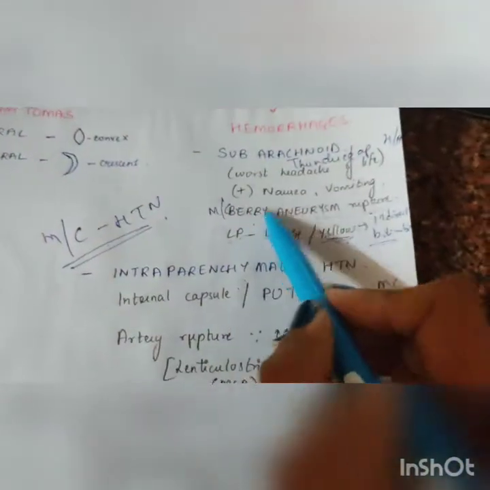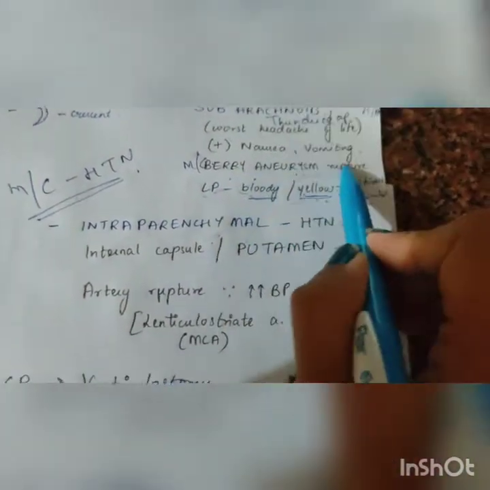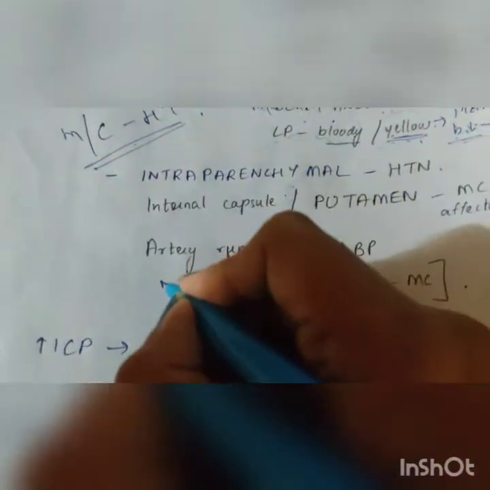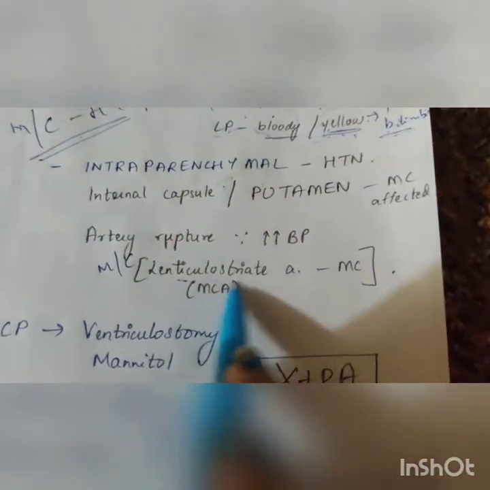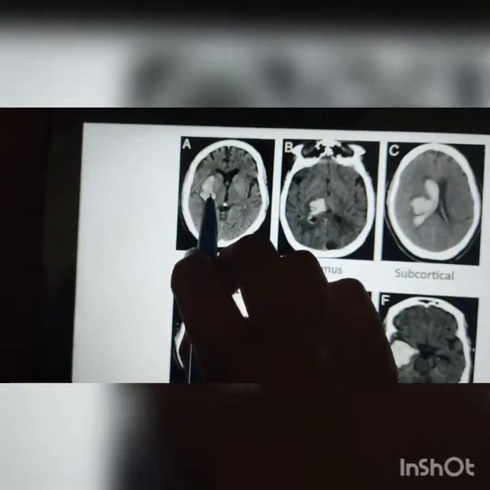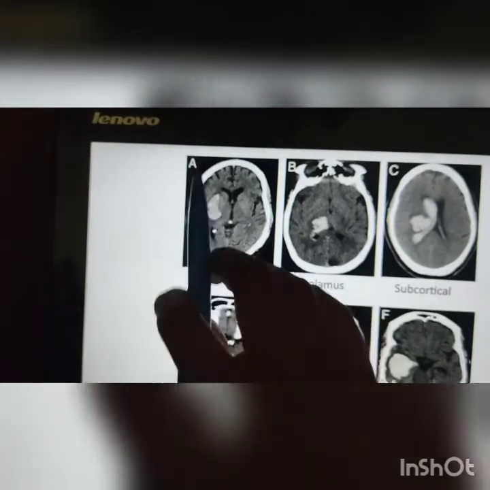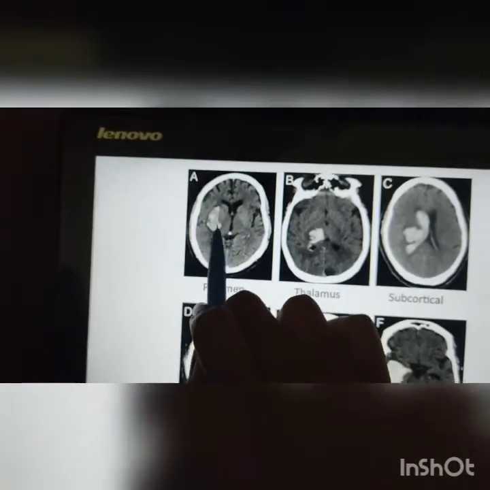The artery, like here, perianeurysm is ruptured. Similarly, the artery that most commonly ruptures here is called the lenticulostriate artery. That also is somewhere around here itself, near the putamen itself. So the lenticulostriate artery ruptures, and then it leads to hemorrhage in this particular location.